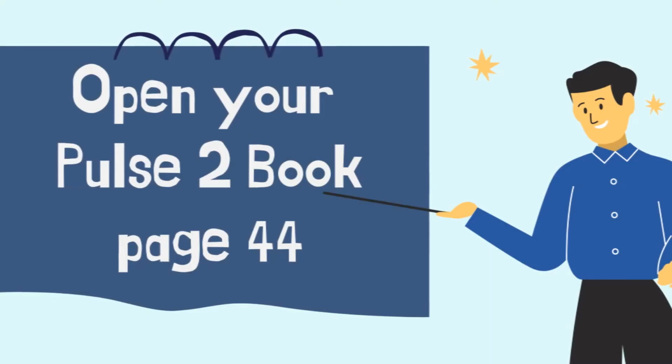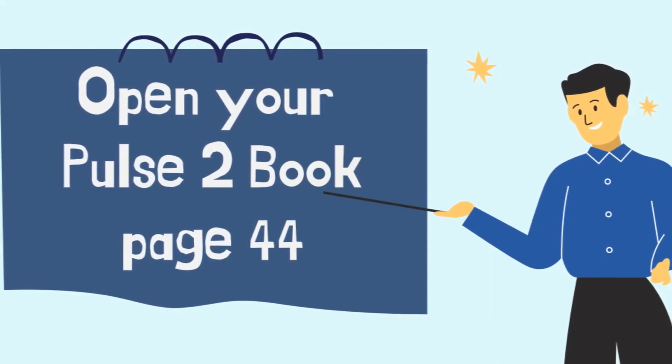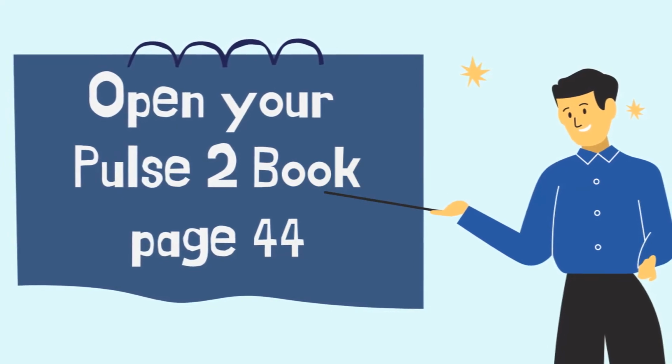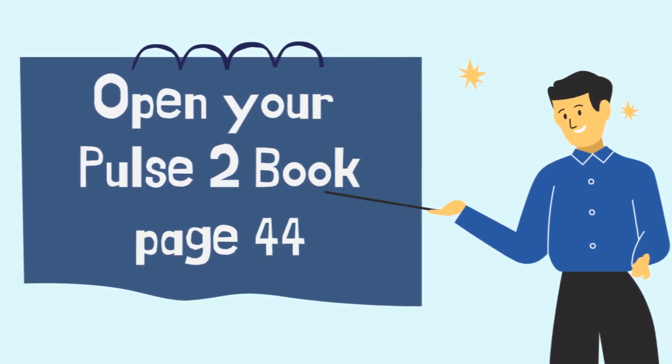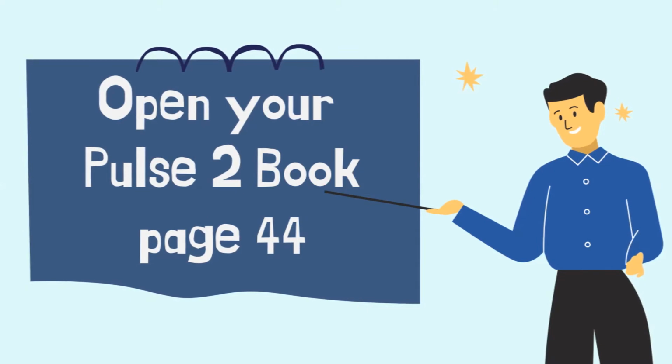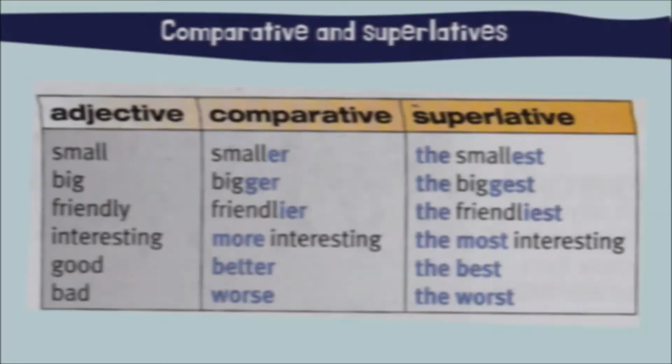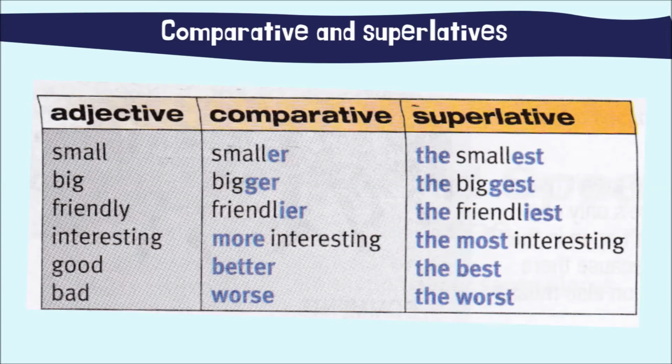Right, now everyone, I want you to open your Pulse 2 book, page 44. Buka buku Pulse 2, muka surat 44. Look at the table. Comparatives and superlatives. There are adjectives there. The comparative of the adjective and the superlative of the adjective.